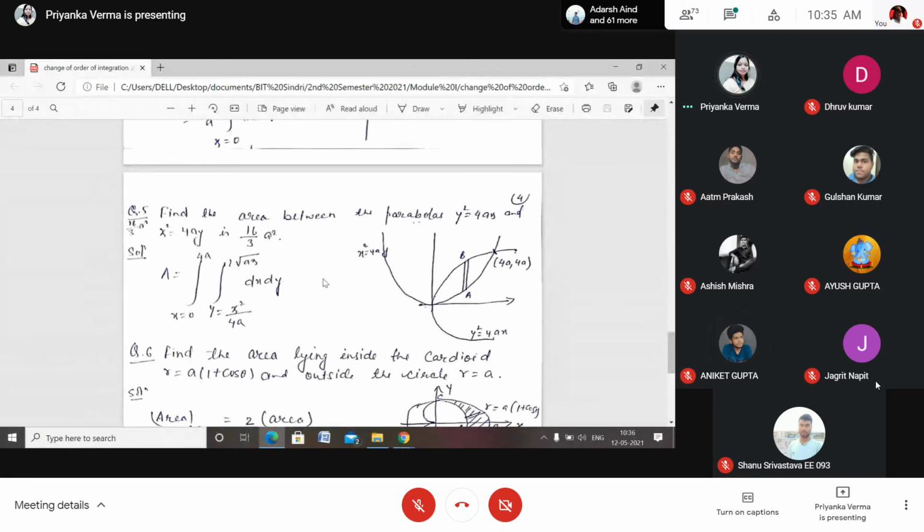Okay, so these two problems belong to area of Cartesian curves.